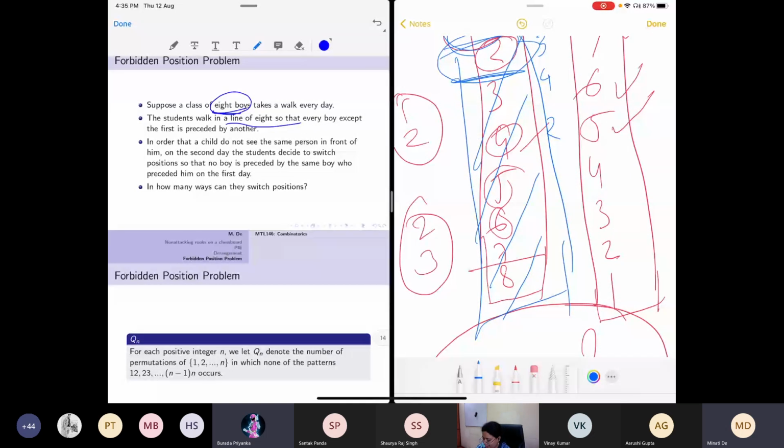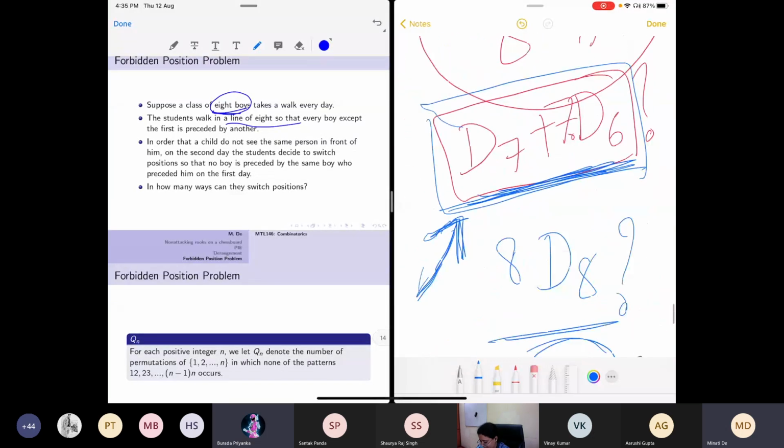I did not understand. Did you see that in the rearrangement, 2 might not be in 2's position, but it might be in some different position. 3 also might be, but they can come together, right? 2 and 3 might come together. So you can't prohibit in such a way. I don't see any argument.